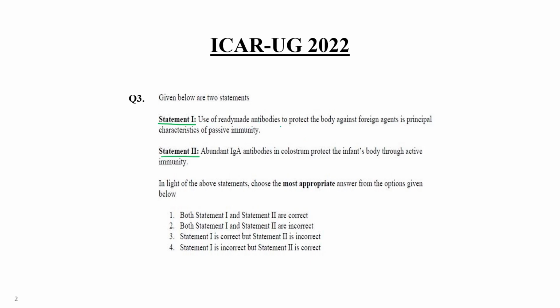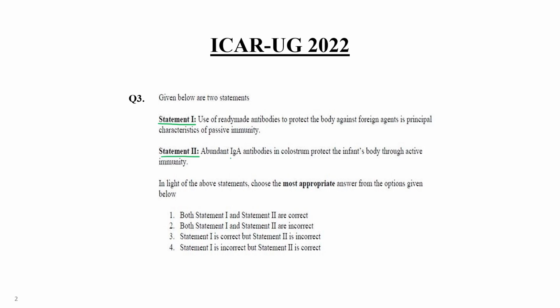Use of ready-made antibody to protect the body against foreign antigen is a principal characteristic of passive immunity. Yes, one can achieve passive immunity by using ready-made antibody, in which there is no active participation of the immune system. Directly one can inject antibody inside a person's body, and it quickly interacts with the antigen present inside the body and removes it.